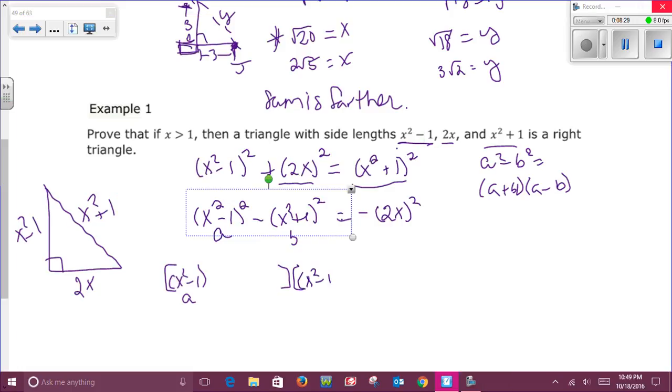X squared minus 1. And then this will be plus, and this will be minus. And that will be x squared plus 1. And this will be x squared plus 1. And this is B, and this is B. So I have the same concept as I have over here. I'm just applying it a little differently. And that's equal to still negative 2x squared.